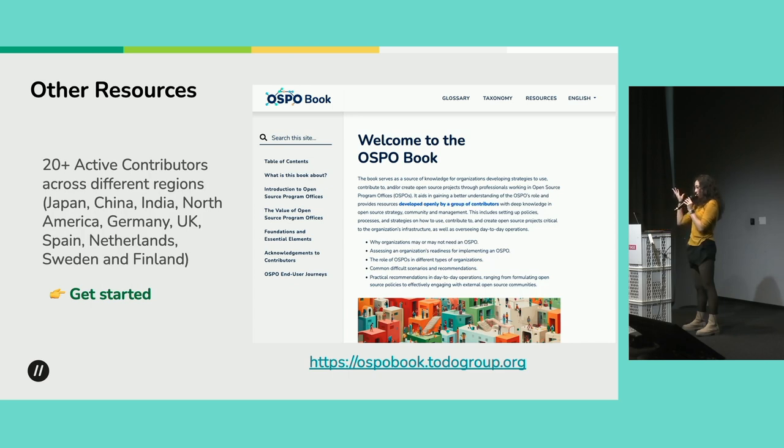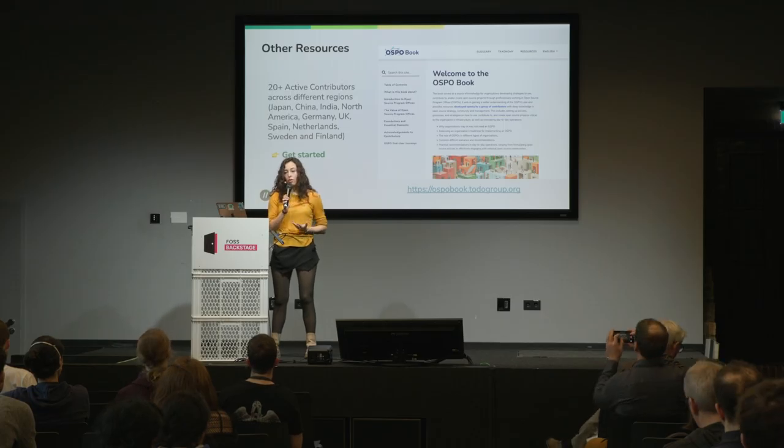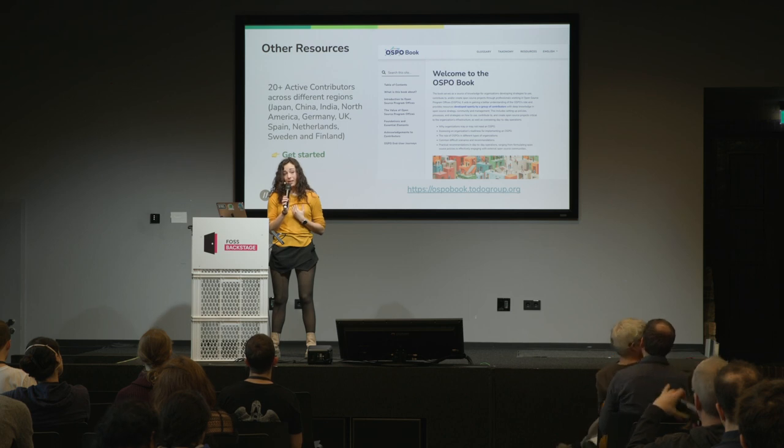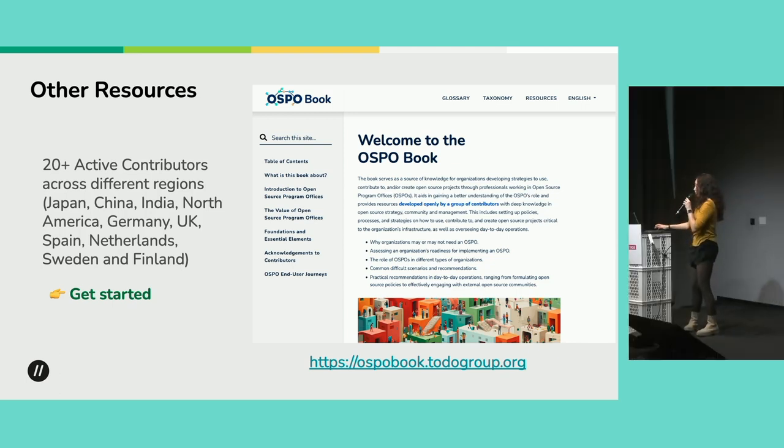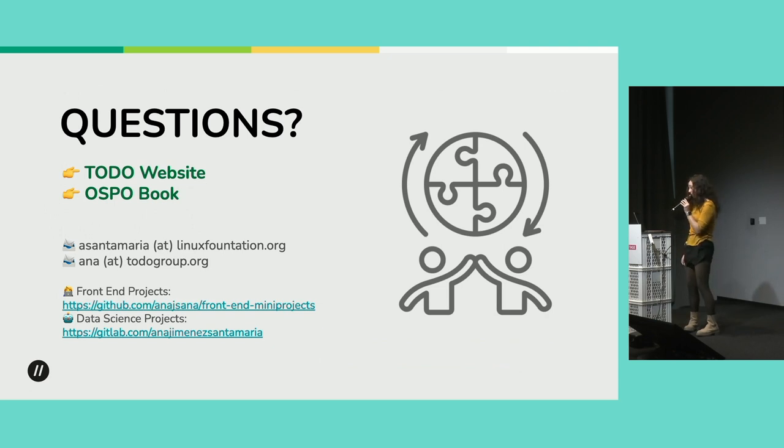And about the OSPO book that I also briefly mentioned, this is something that we are trying to put together, and we welcome all the foundations and other open source projects to also contribute to this. Right now, we are more than 20 active contributors. I can see some people here that are contributors for that book from, well, not all around the world, but we have a bunch of different regions right now and a diverse community. And by the way, we are trying to migrate ospobook.todogroup.org to ospobook.org, because we really want this to be something where the community outside TODO can also contribute without feeling unwelcome or strange. And there is also the Get Started, where there is the working repo. And that's all from my side. Any questions?